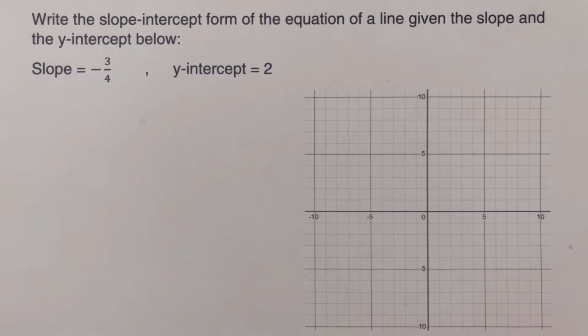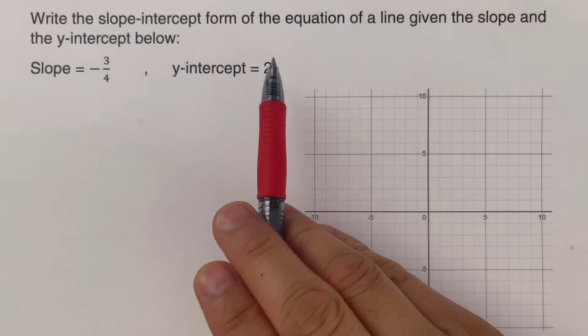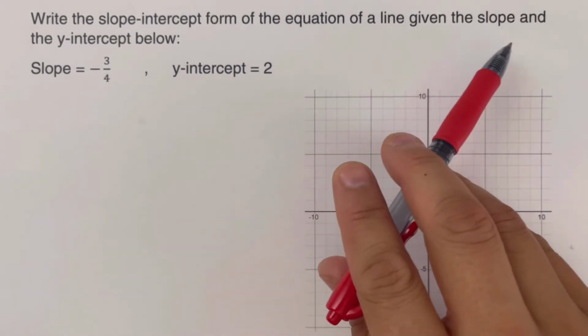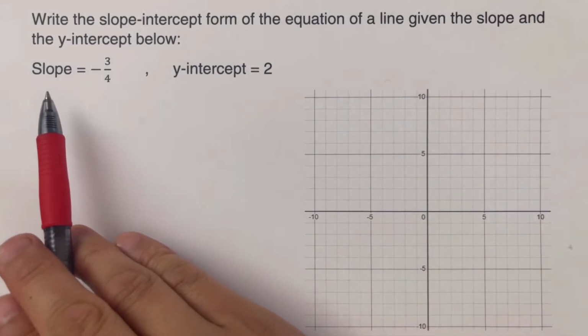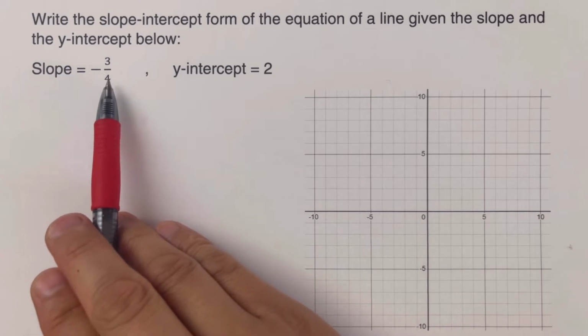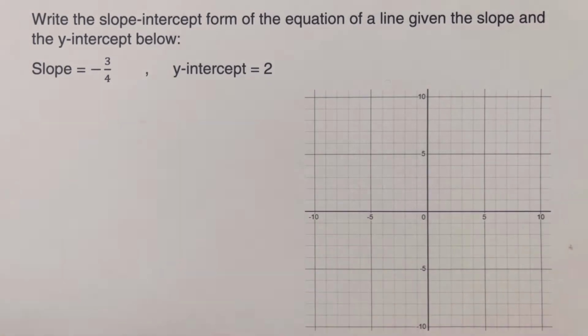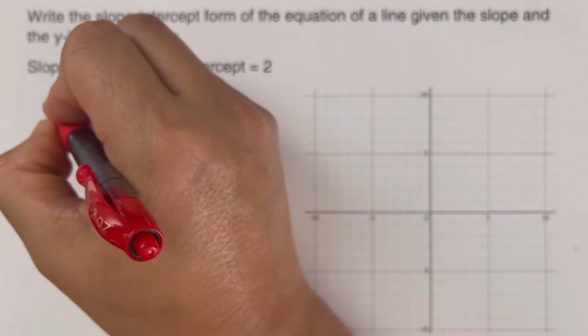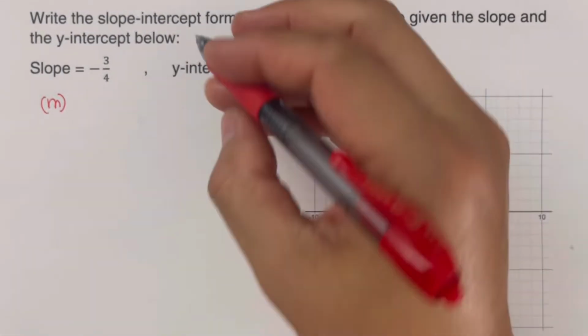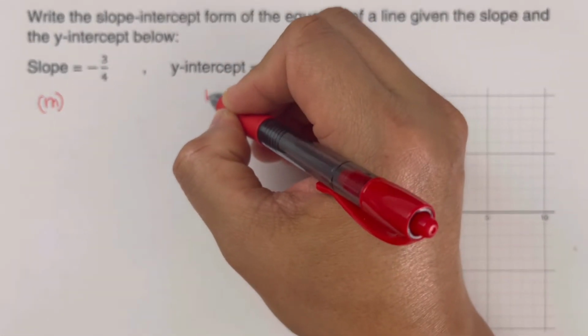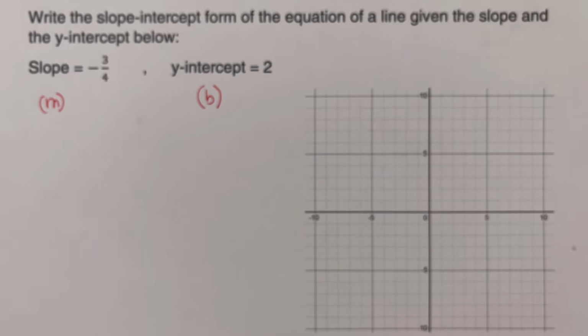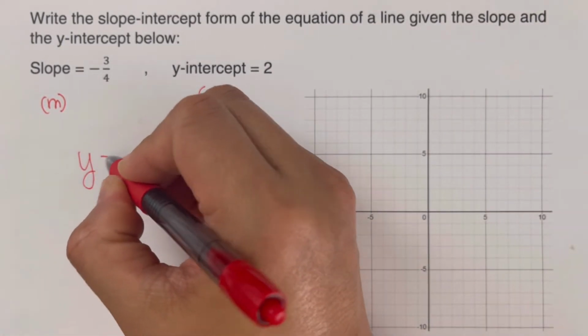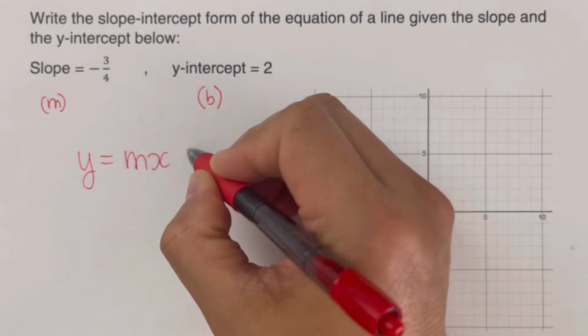Okay, so going back here: write the slope-intercept form of the equation of a line given the slope and the y-intercept below. Our slope is -3/4 and our y-intercept is 2. Now we remember that the slope is represented as a variable m, and the y-intercept is represented as a variable b. And the slope-intercept form of a line has an equation y equals mx plus b.